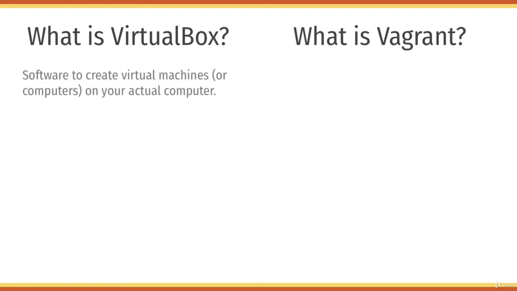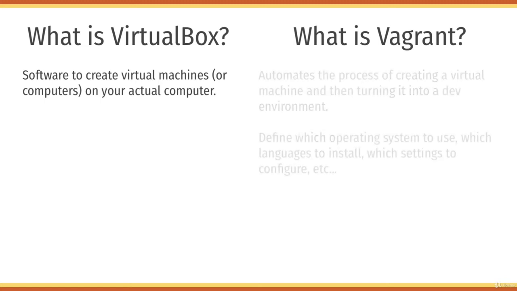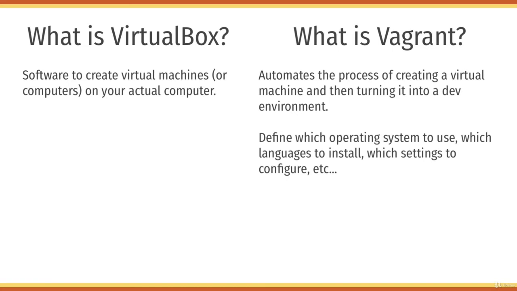So VirtualBox is free software that you can use to create virtual machines, or virtual mini little computers within your main computer. Okay, and what is Vagrant? Well, it's a tool that automates the process of turning a virtual machine into a development environment. Now, it's worth noting that using VirtualBox and Vagrant is significantly more difficult to use and set up than the other solutions like Local by Flywheel and MAMP.